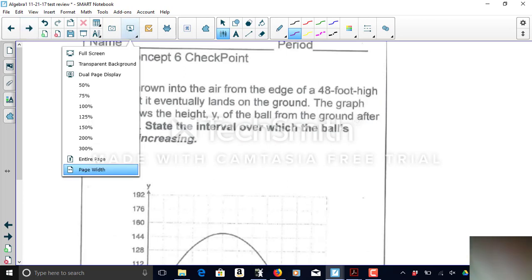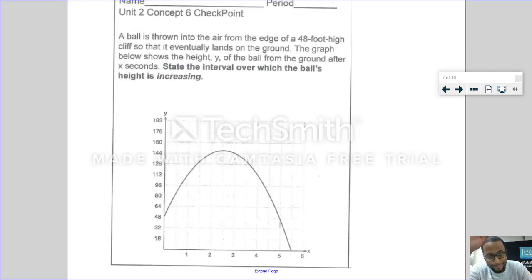Okay. Concept 6. A ball is thrown into the air from the edge of a 48-foot high cliff so that eventually it lands on the ground. The graph below states the height y of the ball from the ground after x seconds. State the interval at which the ball height is increasing.